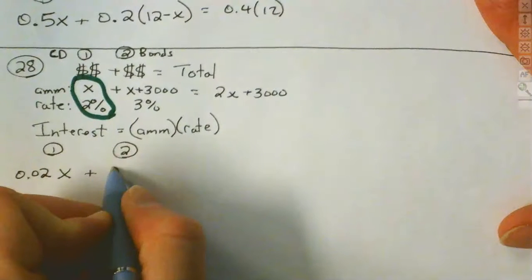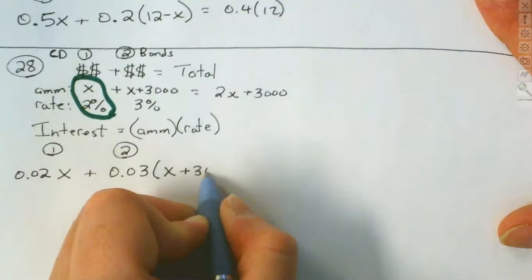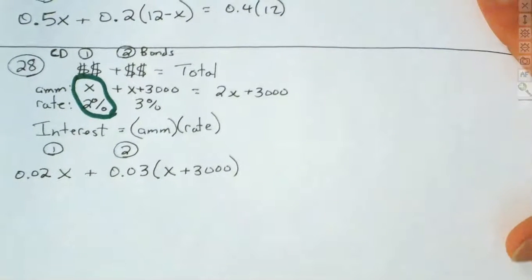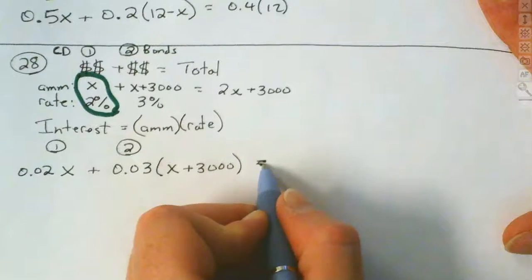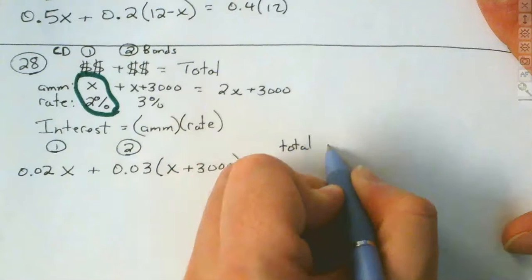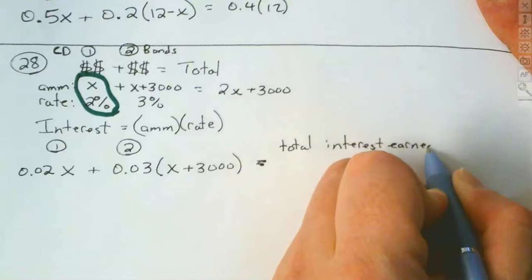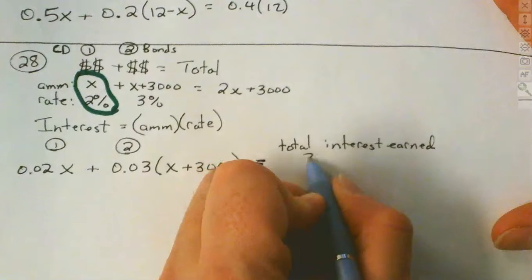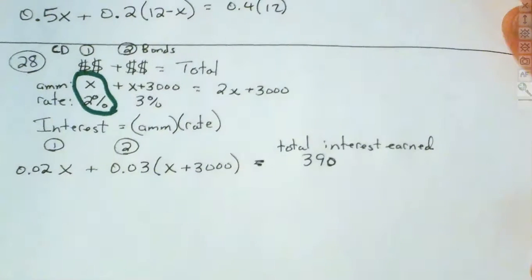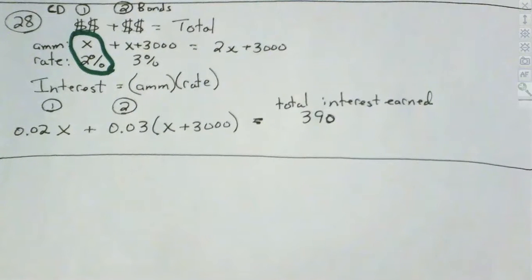And it's at 3%, so that's 0.03. How much is in there? X plus the 3,000. You know, this is where it's different. We are working with interest. So over here, this is going to be the total interest earned. And how much money did I make from these investments? $390. So that's why that's going over here, because that is your total interest earned. That's how much you got back from your investments. They're all a little bit different, but yet similar.